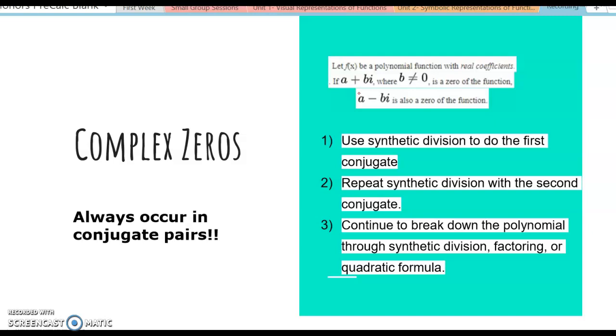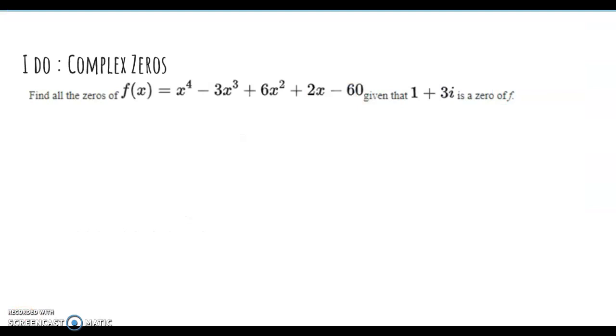Then you're going to repeat synthetic division with the second conjugate that is paired with it, continuing with breaking down your polynomial through synthetic division, factoring, or quadratic formula. So let's go to our first example. We're given the conjugate zero of 1 plus 3i for the polynomial x to the fourth minus 3x cubed plus 6x squared plus 2x minus 60.